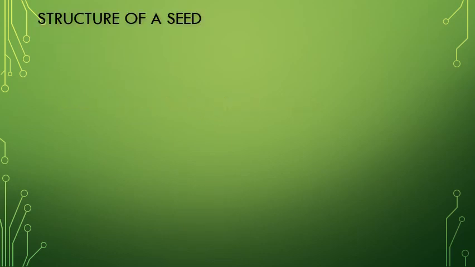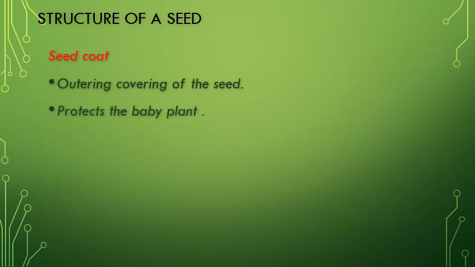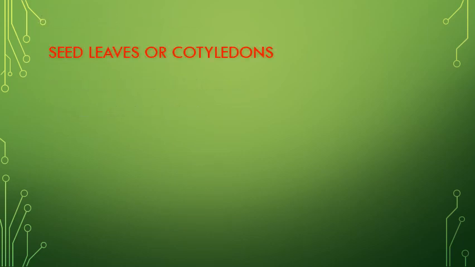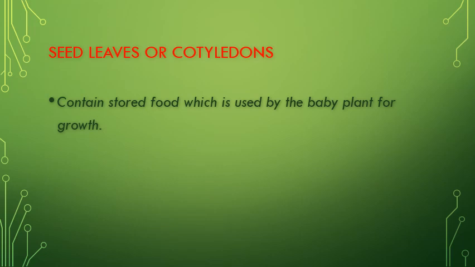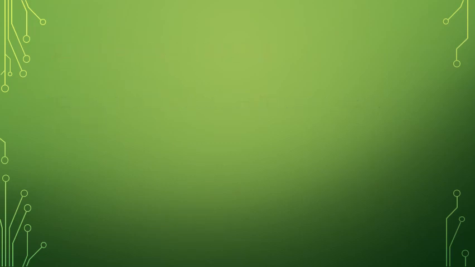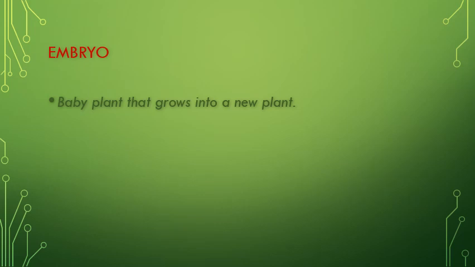Now let us discuss the structure of a seed. A seed has the following parts. First, seed coat. Seed coat is the outer covering of the seed. It protects the baby plant present inside the seed. Now the next part is seed leaves or cotyledons. The cotyledons contain stored food which is used by the baby plant for growth. Next part is embryo. It is the baby plant that grows into a new plant.